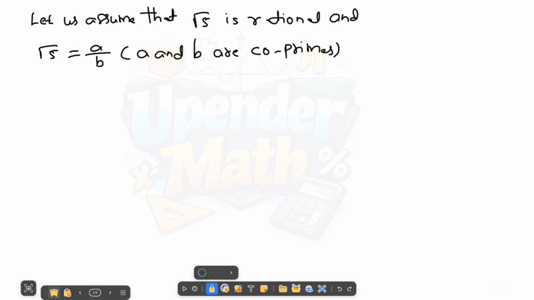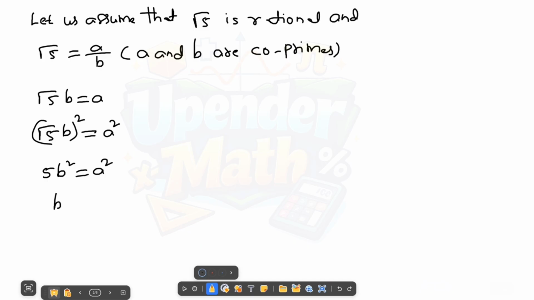So bring b to the left side. It becomes root 5 into b is equal to a. Squaring on both the sides, root 5b whole square equals a square. Now root 5 whole square is 5 and b square is b square. 5b square is equal to a square. Send 5 to the right side. b square is equal to a square by 5. That means here a square is divisible by 5.